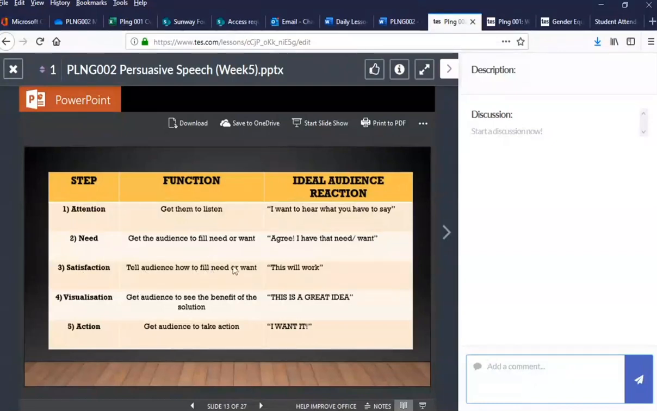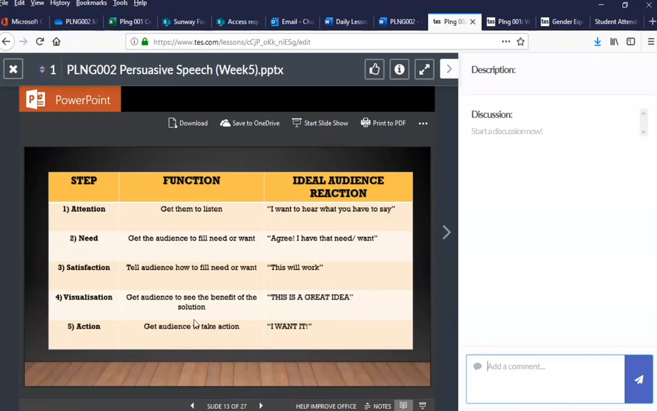Okay, so satisfaction: how to fill the need or want. They will be thinking, when you give them the solution, they must think that yes, this solution will work. Okay, after that, visualization: get the audience to see the benefit of the solution. The audience should be thinking to themselves, wow, this is a great idea. I want to do it immediately.